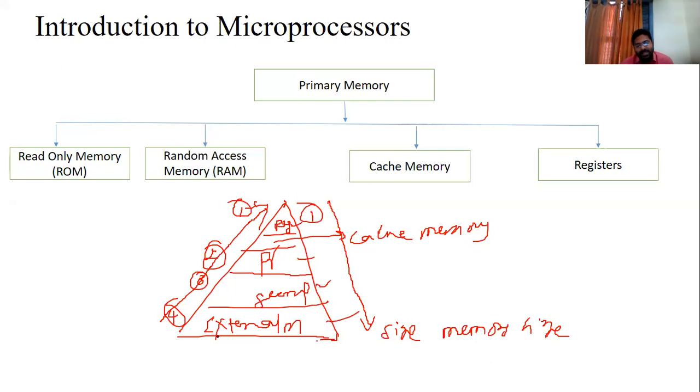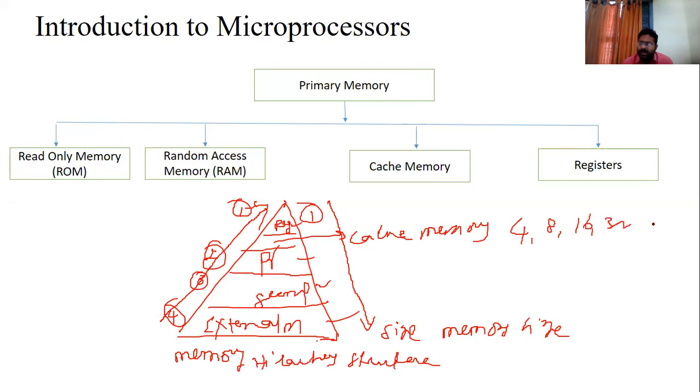So this is the memory hierarchy. You can call it the memory hierarchy structure. The microprocessor first accesses the registers. As I said, registers are also a kind of memory. They have 4 bit, 8 bit, 16 bit, 32 bit, or 128 bit sizes. This you can also call a memory.